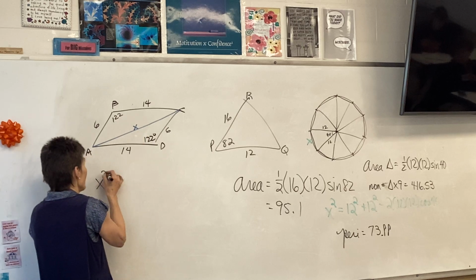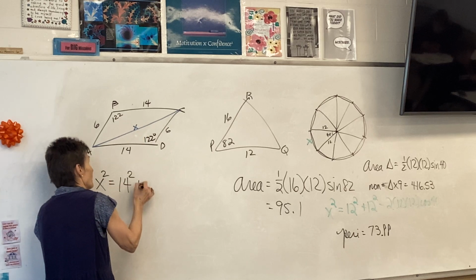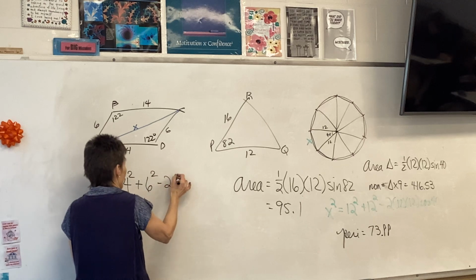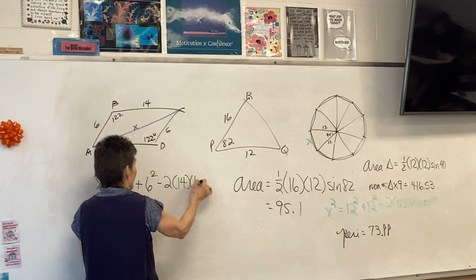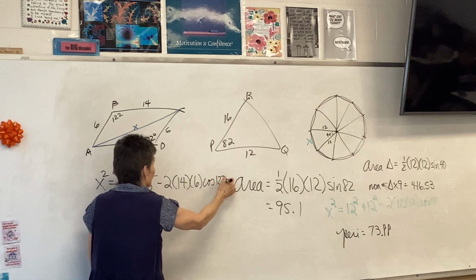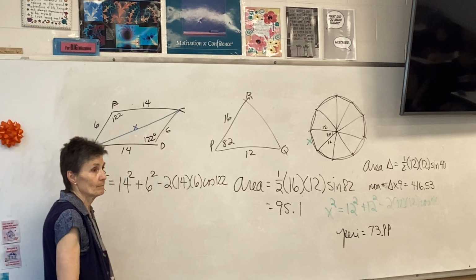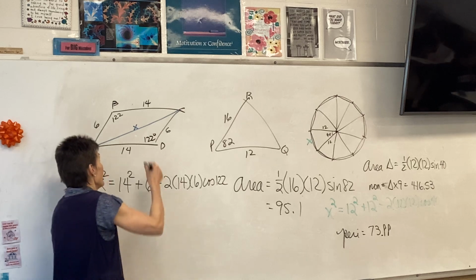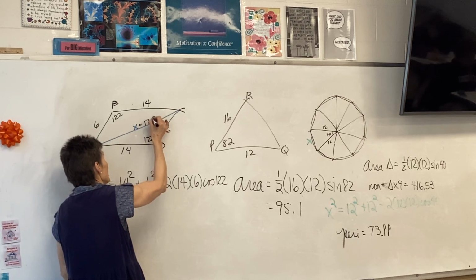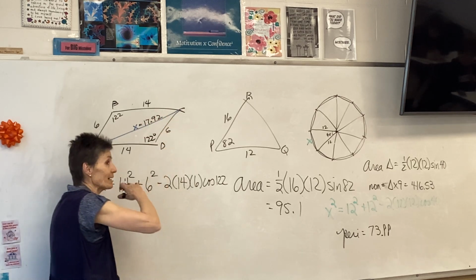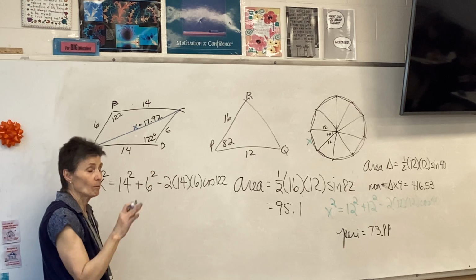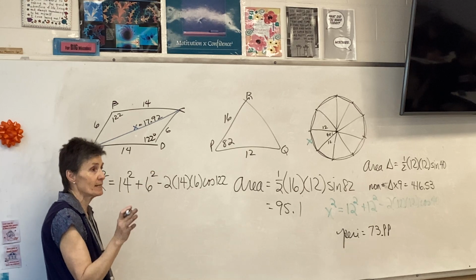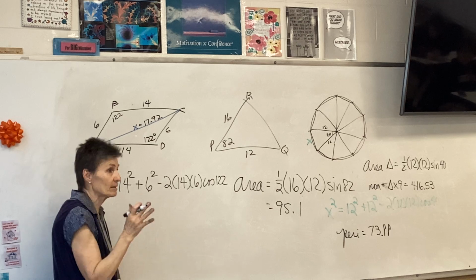So here we go. X squared equals 14 squared plus 6 squared minus 2 times 14 times 6 times cosine 122. That gives 17.92, and then you square root. And that is it. You don't multiply by anything, you're just finding the length of AC.